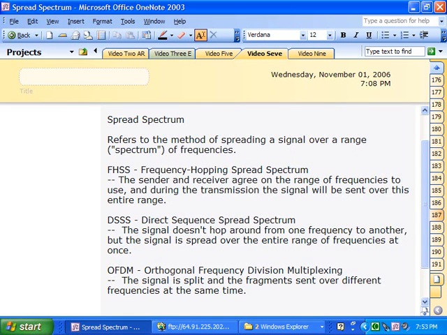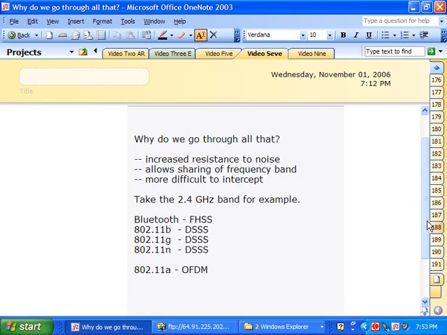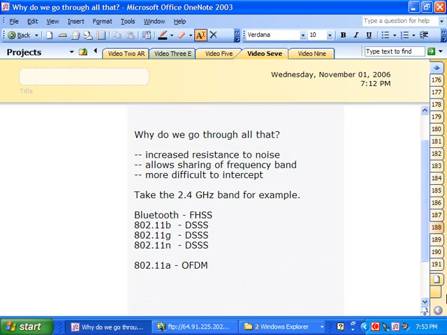Now, why do we go through all this? Why do we go through having all those different methods, those three different methods? Well, why do we do spread spectrum in the first place? Well, we have three major reasons we do it. First, there's an increased resistance to noise. Because remember, this is wireless.